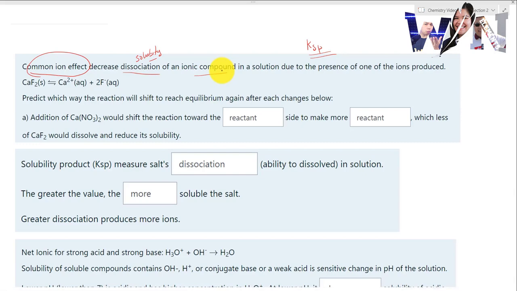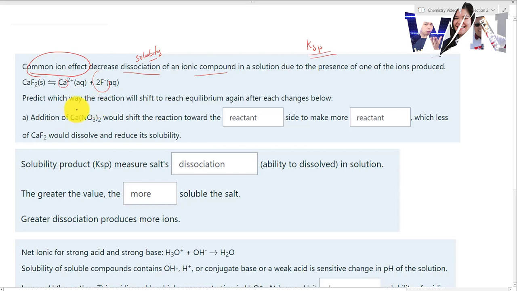So let's look at this example. We have calcium fluoride, and this dissolves into calcium ions and fluoride ions. You can see that right there. So as you can see, we see the ions that are being produced, but here's the trick. What if we introduce other substances in the solution that have ions of calcium fluoride as well? So let's look at an example problem.